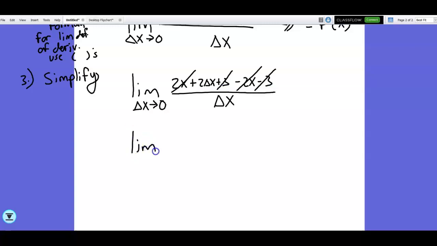So now here's what we have left. On the top, I've got 2 delta x over delta x. Now, as you guys can see, and this was also true in the beginning, I just didn't do it there, I can't plug 0 in for delta x right now, can I? If I plug 0 in, I'm going to get 0 in the denominator, and that's not allowed. But I can remove the discontinuity. Delta x and delta x cancel.